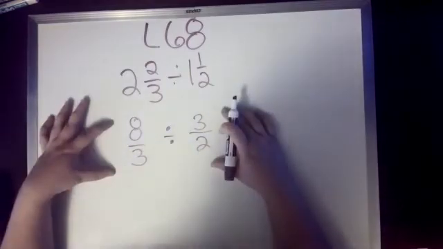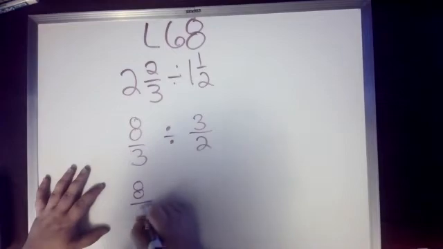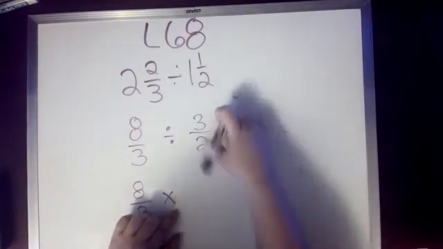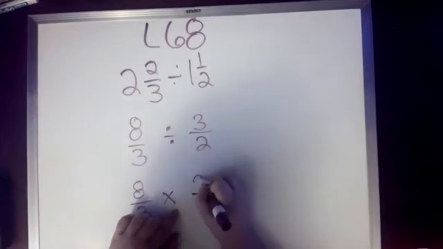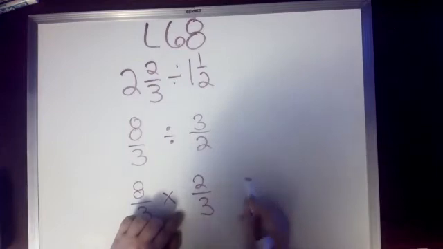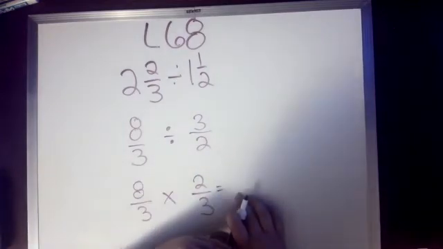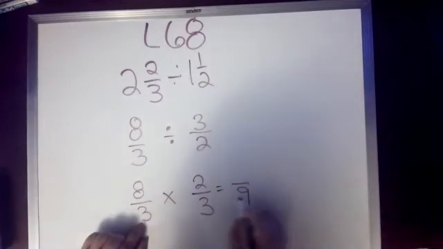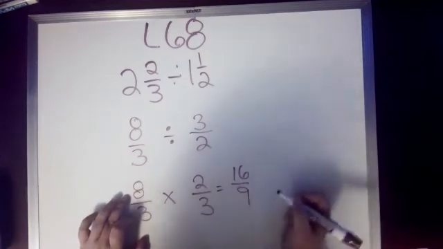I am now going to take this and multiply it. How I do that is I bring this fraction straight down, and this fraction I actually have to flip. So this fraction gets flipped to 2/3. And then I'm going to just do my times straight across. So I'm going to multiply 3 times 3 is 9. 8 times 2 is 16.